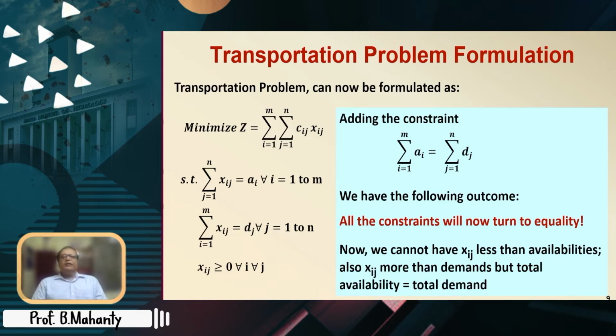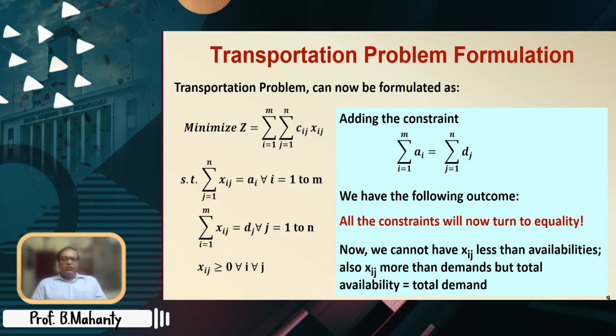What you are basically saying is that if total availability is not equal to total demand, what is going to happen then? So what I said in the beginning is that let us assume that total availability equals total demand. If the total availability and total demand are not equal, then we have to add dummy sources or we have to add dummy destinations.